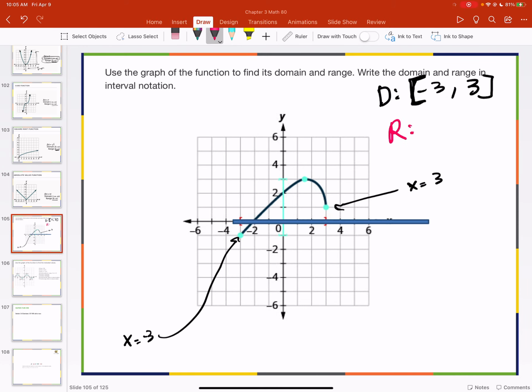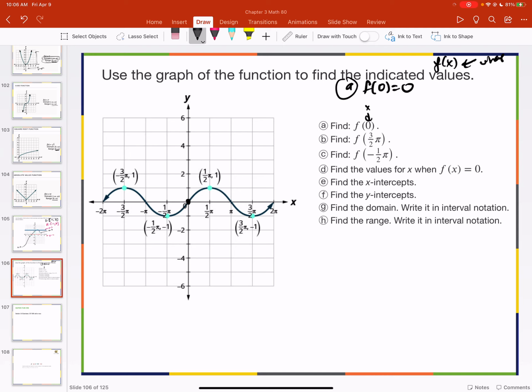So let's say, for example, A, we want to find f of 0. So here's x equals 0. The function at 0 is equal to 0. So for A, f of 0 is just equal to 0. They want the y value when x is 0, right? So this tells you x. When you see f of something, it means, hey, what's y? What is the y value, or the output, when x equals something?